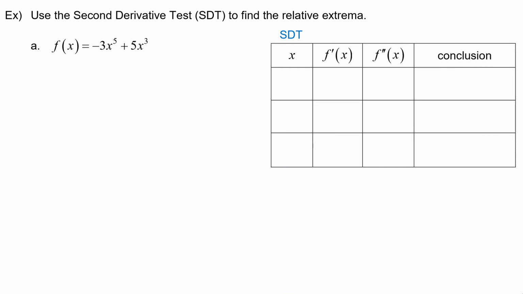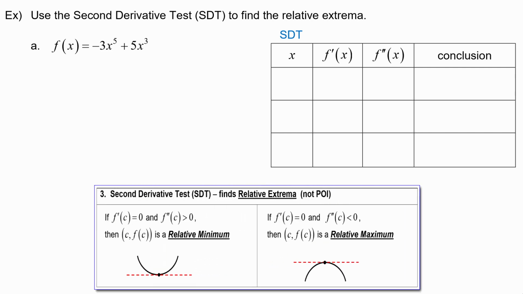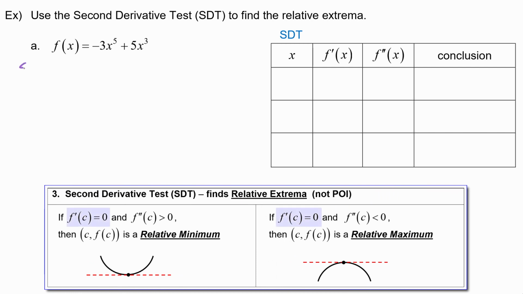In this example, we have to use the second derivative test to find the relative extrema. Now remember, in the second derivative test, we will have to find f prime and then set it equal to 0. Notice that it's not going to be set equal to a DNE. We don't want to find the places where the derivative does not exist. We only want to find the places where the derivative is equal to 0.